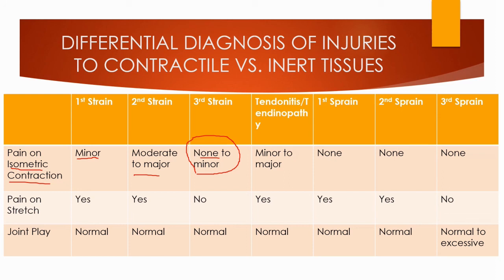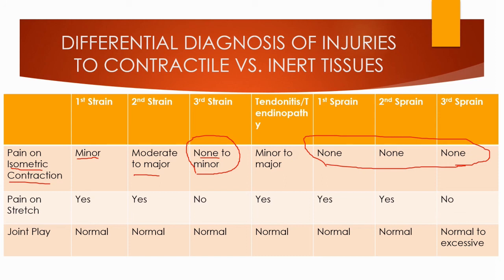Whereas with the non-contractile tissues, because there is no movement of the joint, or there's supposed to be no movement of the joint with isometric contraction testing, and by definition the term isometric means that there's no movement of the joint involved, these non-contractile tissues will not emanate pain. They will not emanate pain because there's no movement and no loading of the non-contractile tissues.